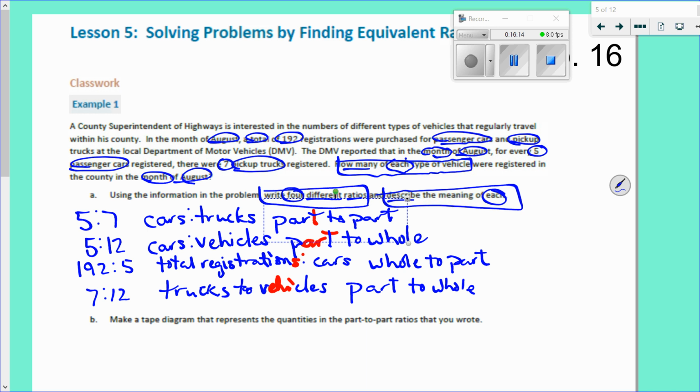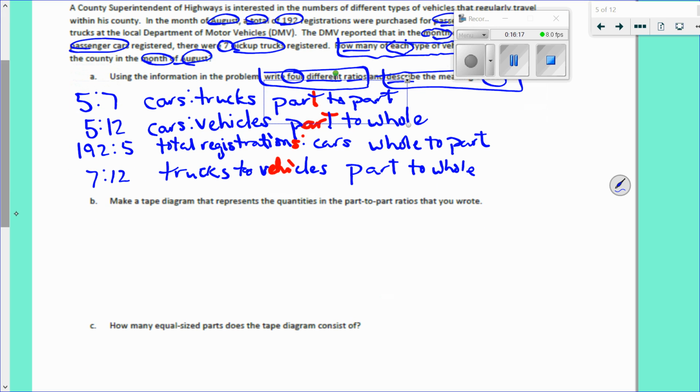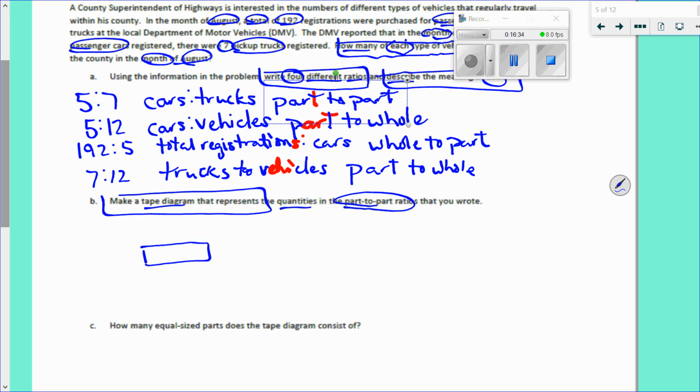Okay, so let's go ahead and go on our next step. Now they're asking us to make a tape diagram that represents the quantities in the part-to-part ratios that you wrote. So what was the part-to-part? We actually only had one. Okay, 5 to 7. So it's going to be a 5 to 7. So I'll do 5 boxes on top, 7 boxes on bottom. Top we said was cars, bottom is trucks. Don't forget to identify your variables. So C is cars, T is trucks. Do we need to do anything else on that one?